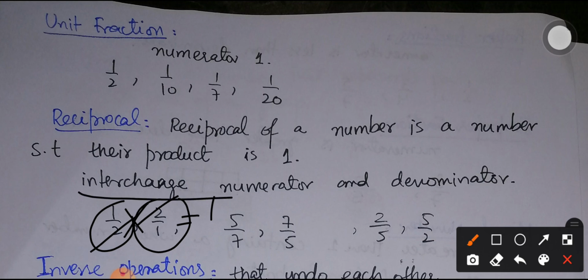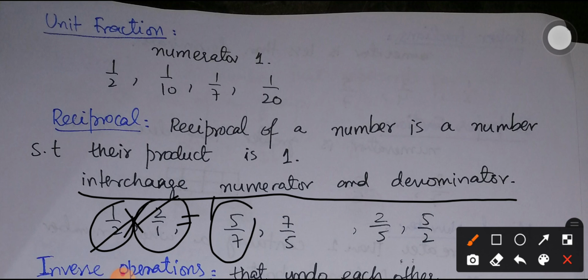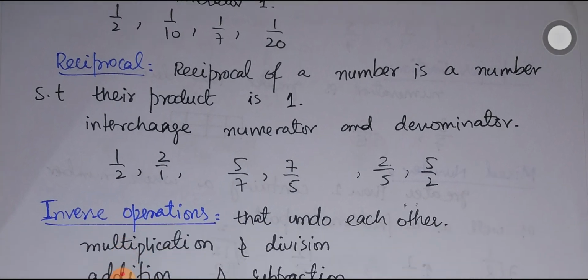So in the case of fractions, how can we find the reciprocal? Simply interchange the numerator and denominator. So if we have the fraction 5 by 7, its reciprocal is 7 by 5, because when I multiply these two numbers I will get 1 as an answer. So to get the reciprocal, simply interchange the positions of numerator and denominator.